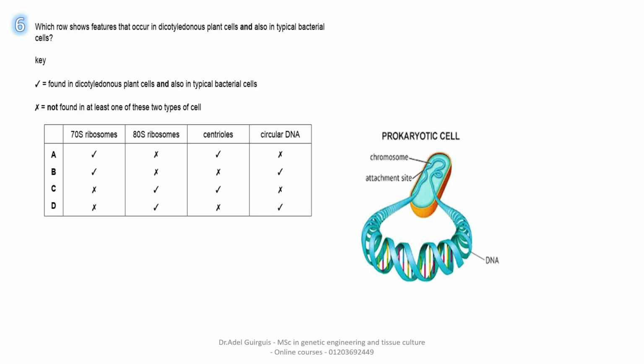Here for typical bacterial cells, look, it has what? Circular DNA, circular double helix DNA.